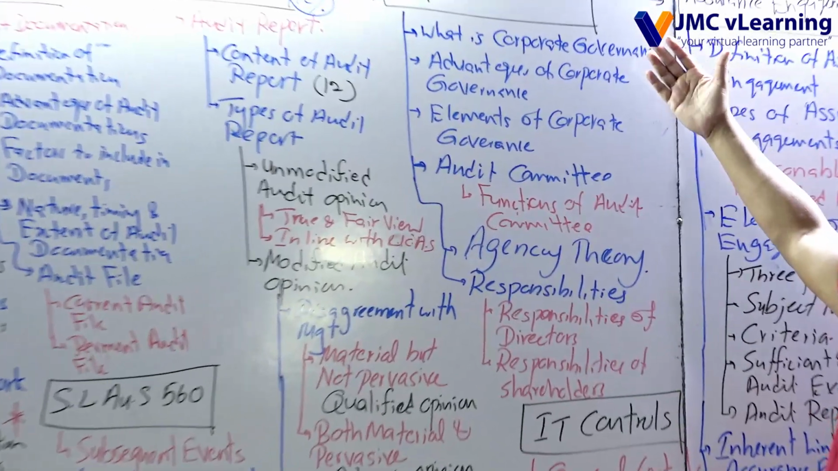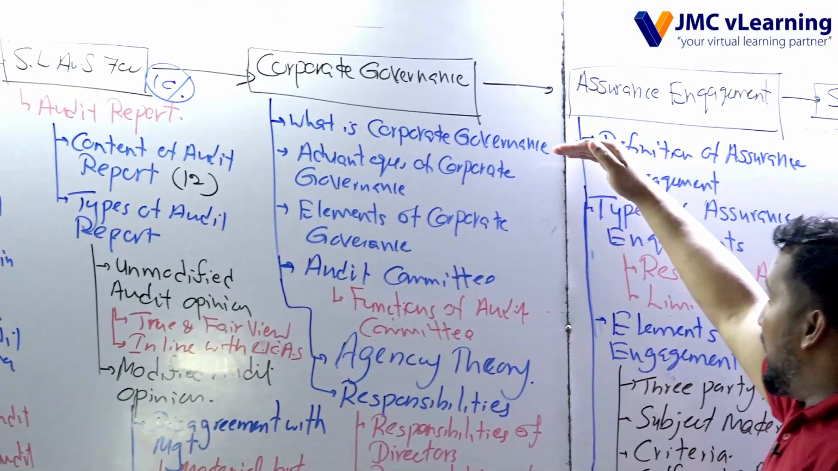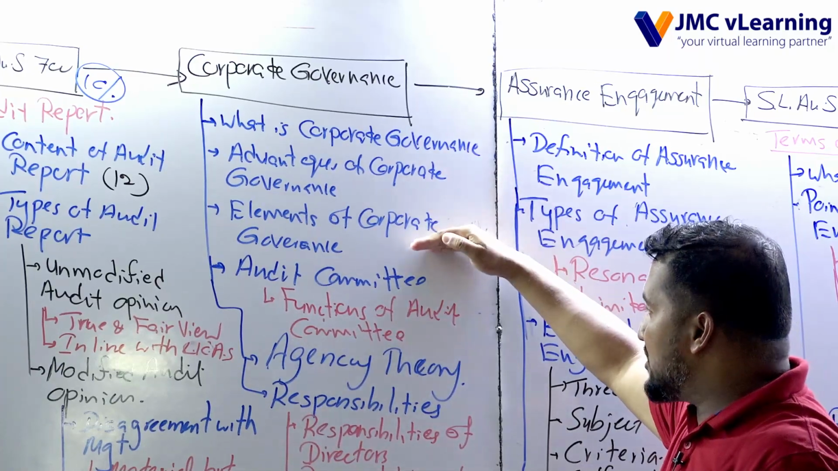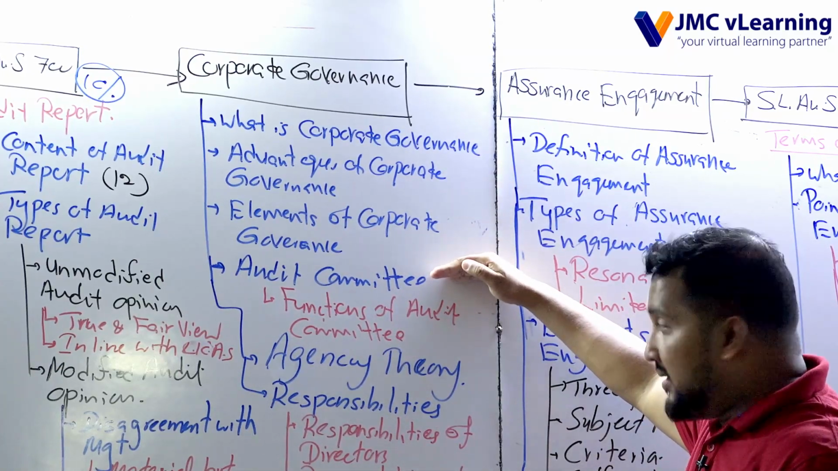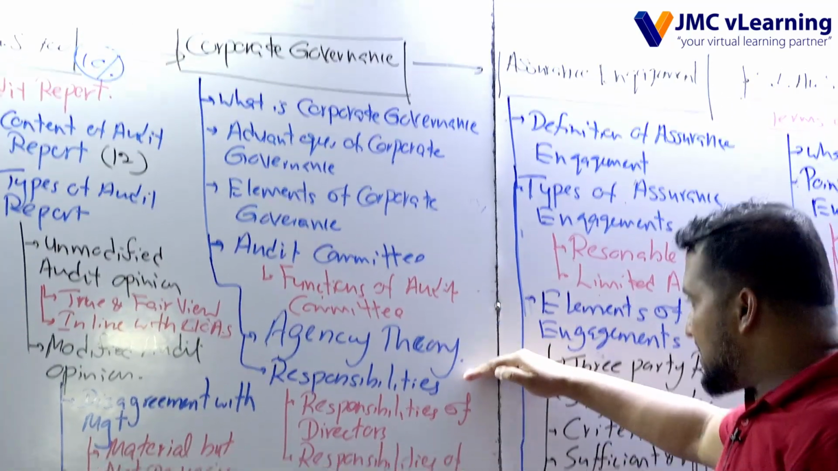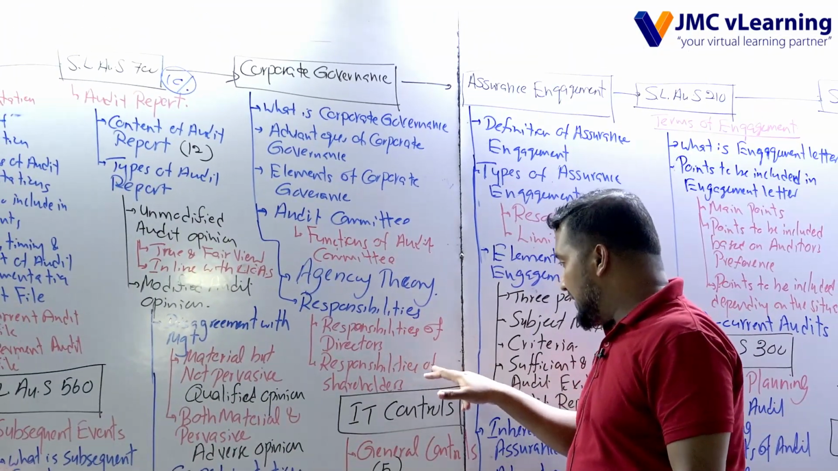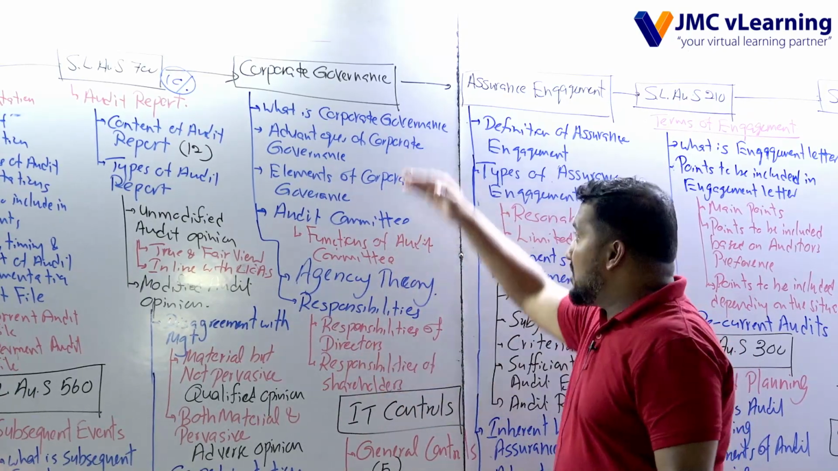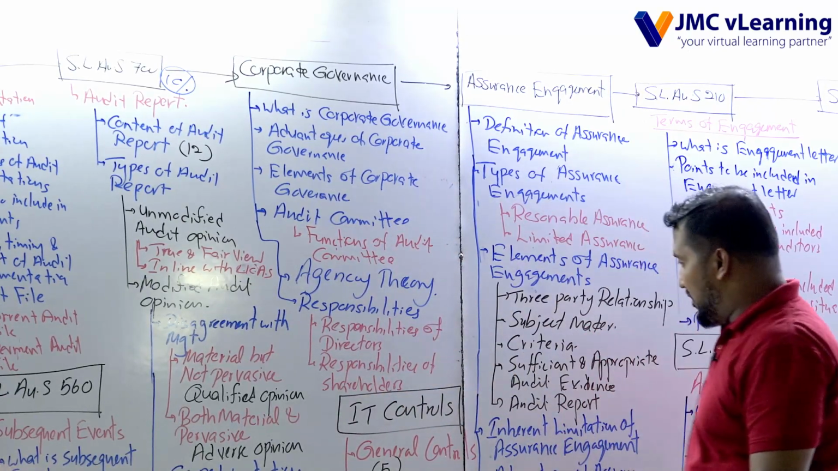Basically that would be the first segment of your syllabus. So what do you mean by corporate governance? The advantages of corporate governance, then the elements of corporate governance and the audit committee and the functions of the audit committee. Then we discuss the agency theory plus the responsibilities of the directors and the responsibilities of the shareholders as per the corporate governance thresholds. So those areas need to be concentrated on when you are studying.